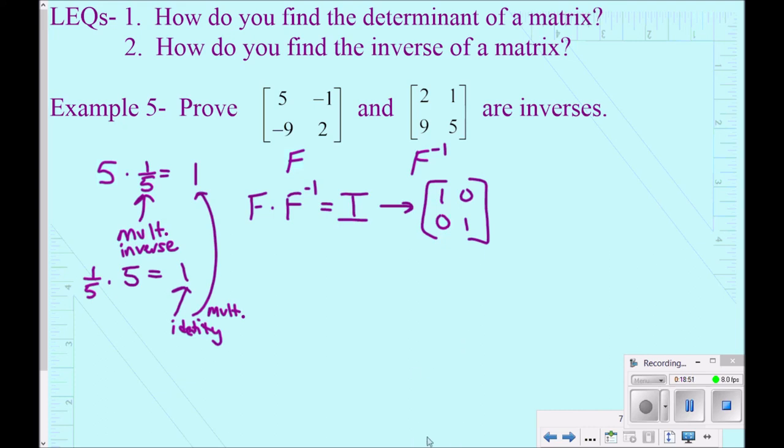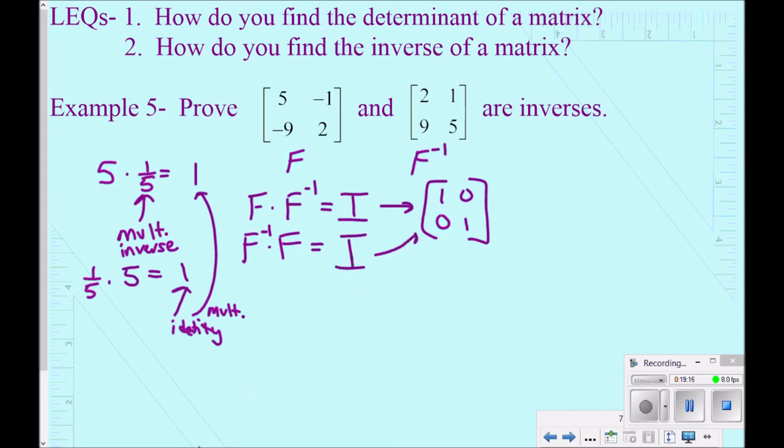3 by 3, we'll talk about that later, but the 3 by 3 looks a little bit different. But for 2 by 2, we have 1s in this diagonal and we have 0s everywhere else. So that is the identity matrix. So if these are inverses, when I multiply them, I should get the identity matrix. And when I reverse the order, I still should get the identity matrix.